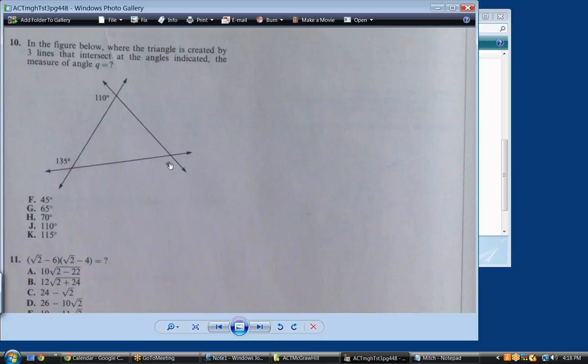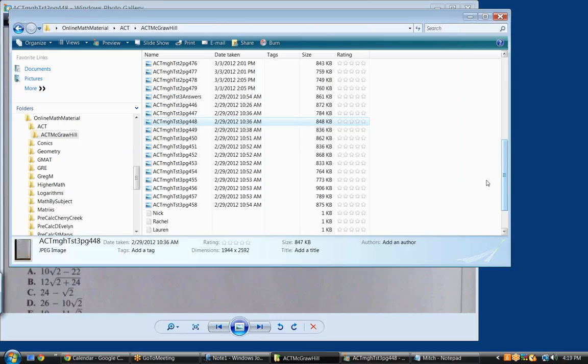But notice that Q is supplementary to this angle, right? And these other two angles are also supplementary to that angle. Since they're both supplementary to that angle, then Q has to be equal to that plus that. Okay. What do we come up with? 115? Yeah. There's another theorem that says no matter how many sides there are, the sum of the exterior angles has to be 360. Notice that 115 plus 110 plus 135 is 360. That's actually the fastest way to do it.